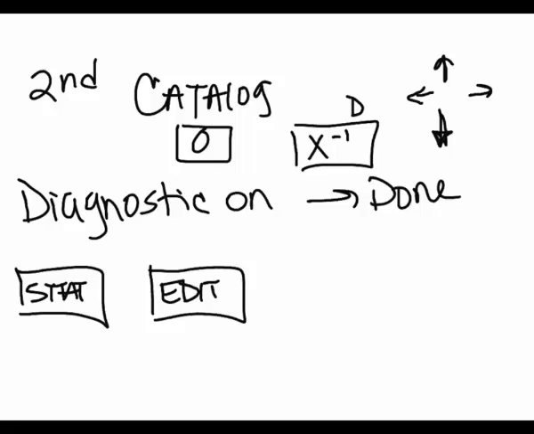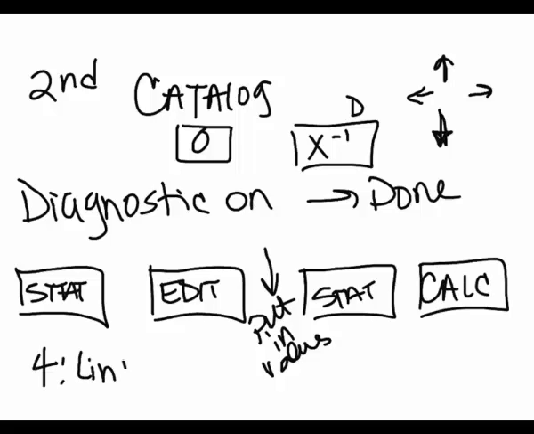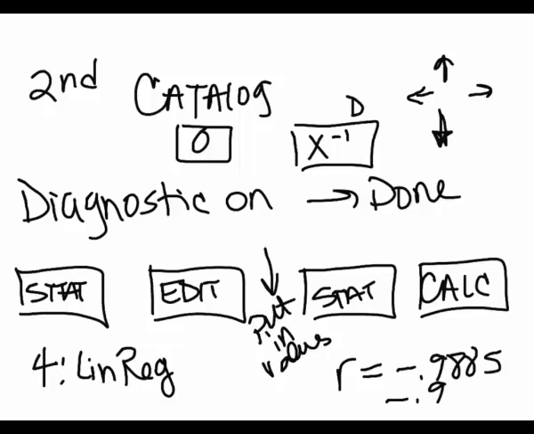Once you're done putting them all in, hit stat again, scroll to calc, and hit number 4. It should say linreg, which means linear regression, because that's what we think it has. If you hit enter, you should see your R value, negative 0.9885. But my homework told me to round to 3 decimal places, so you get negative 0.989. So your TI-83 or 84 calculator will do regression for you, your correlation coefficient for you.